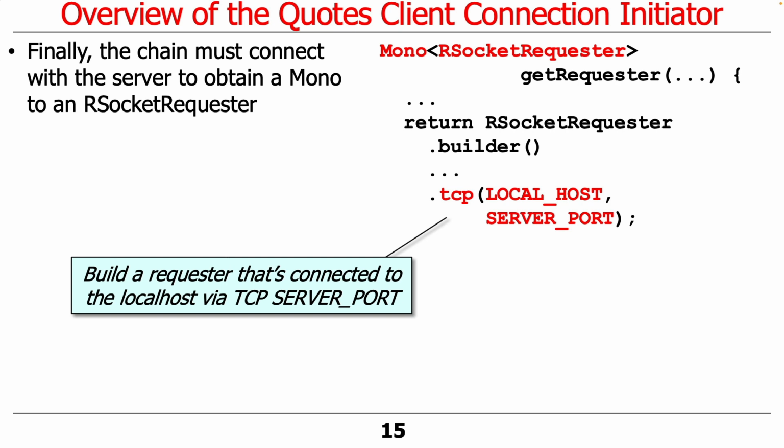So now we've defined the way in which we can communicate with the server, and that ends up being returned here as a Mono of an RSocket requester.